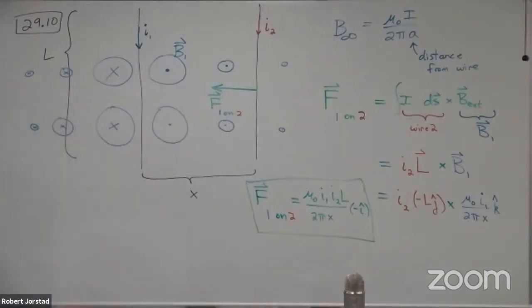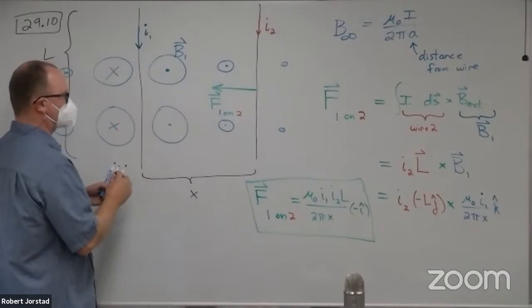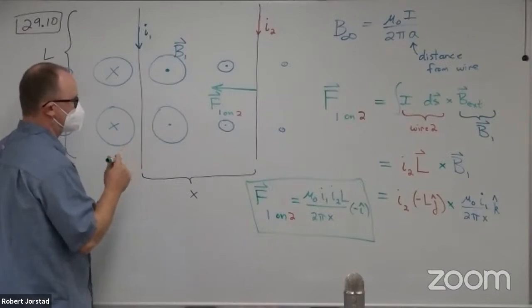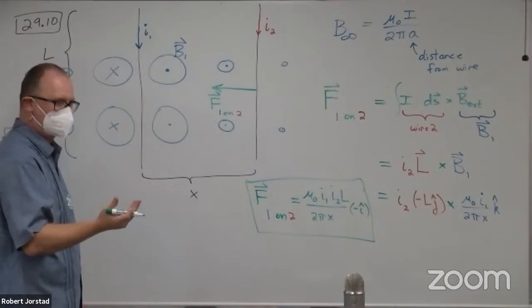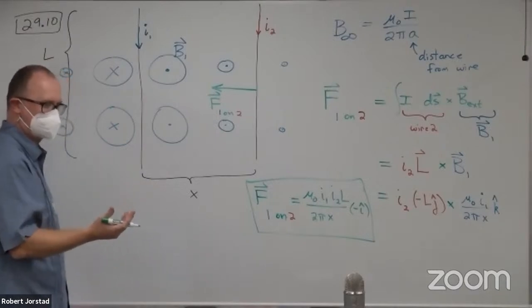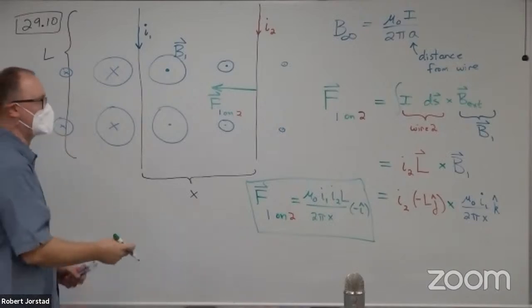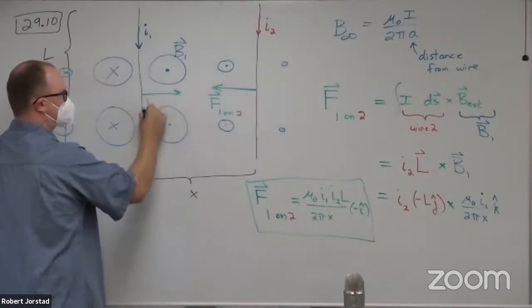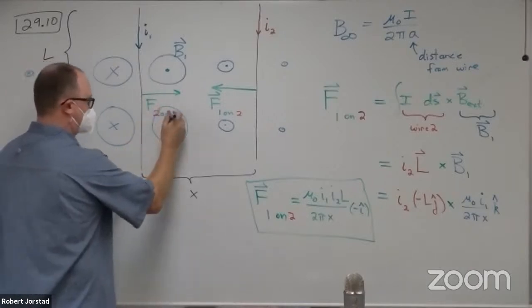One exerts a force to the left on 2. What direction is the force exerted on 1 by 2? What direction is the force on 1? Just the opposite, basically. Why is it the opposite? It's negative. Give me a law. Newton's third law. 1 exerts a force on 2 to the left, so the force of 2 on 1 is equal in magnitude and opposite in direction.